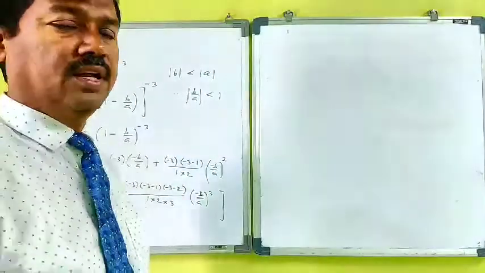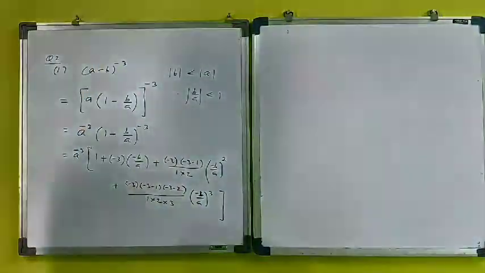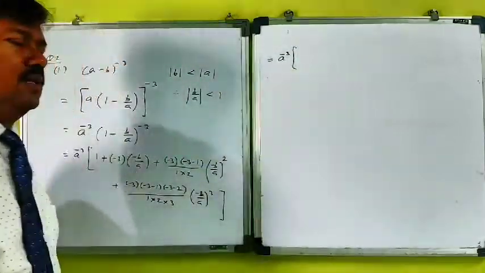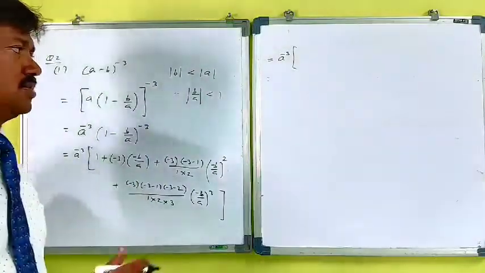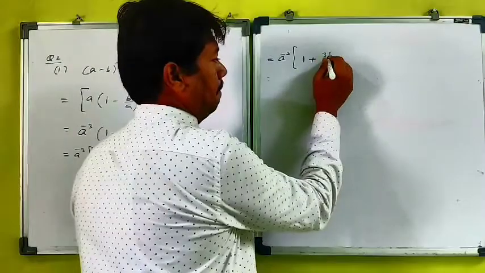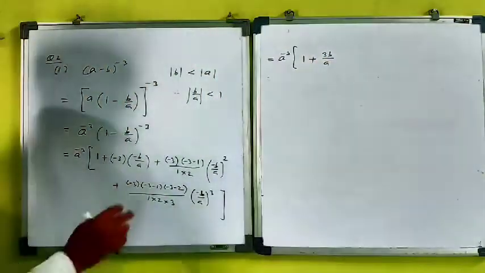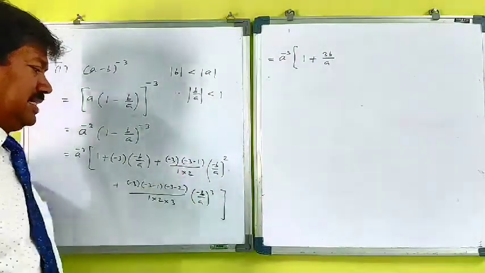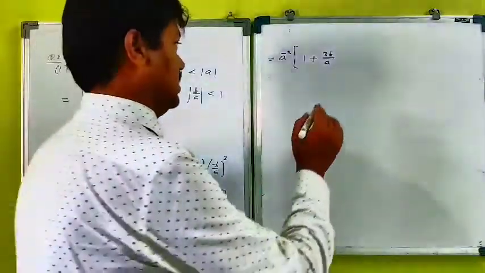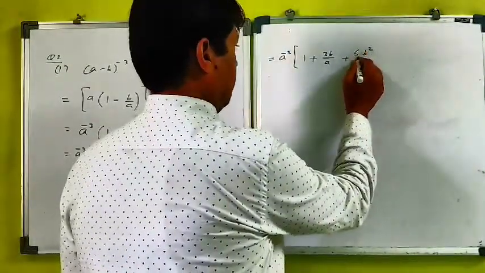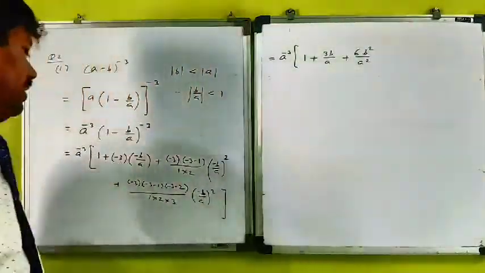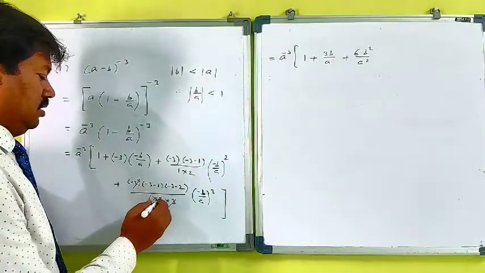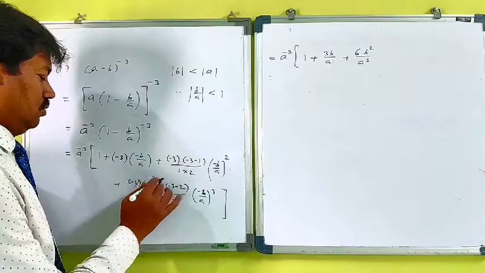This can be solved further. We keep a raised to minus 3 as it is, and inside we get 1 plus 3b by a, because minus minus becomes plus. Now 4 cancels with 2 to become 2, and 2 into 3 is 6, and this is again plus, so it is 6 b square upon a square. In the next term, 3 and 3 get cancelled, and 4 upon 2 becomes 2.